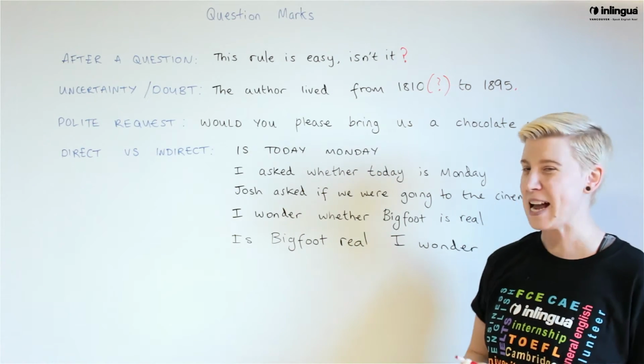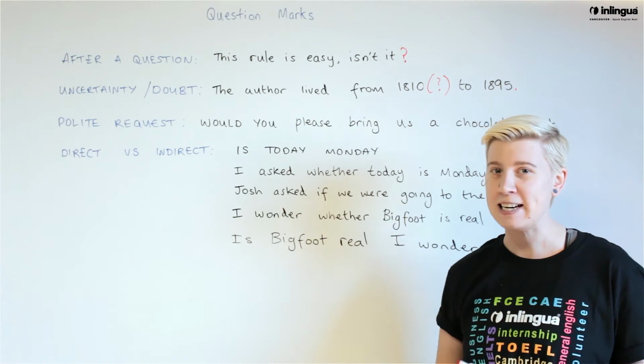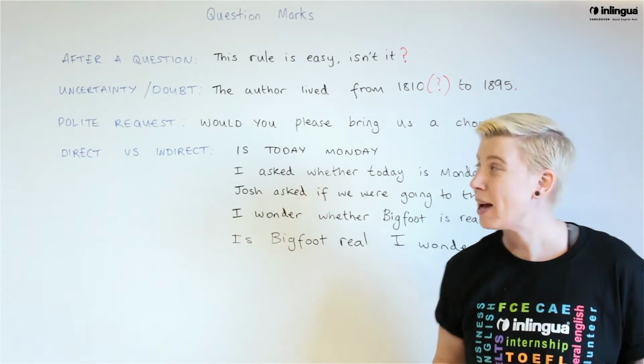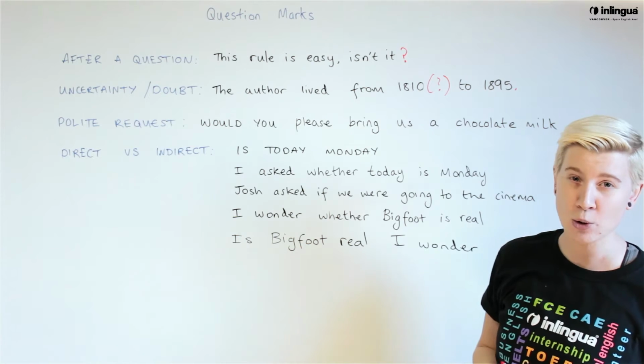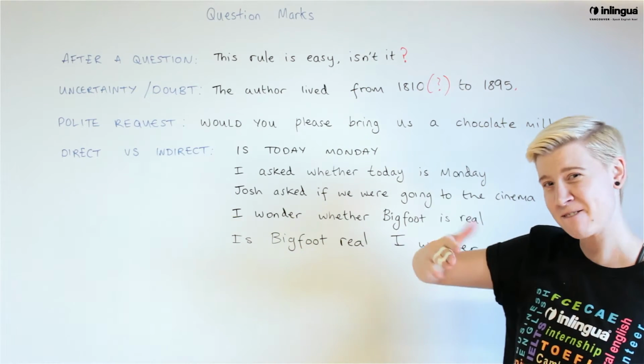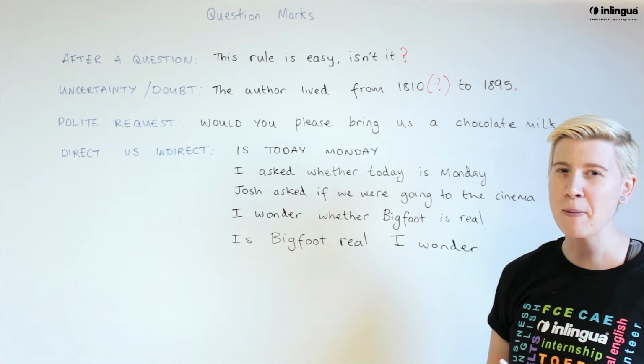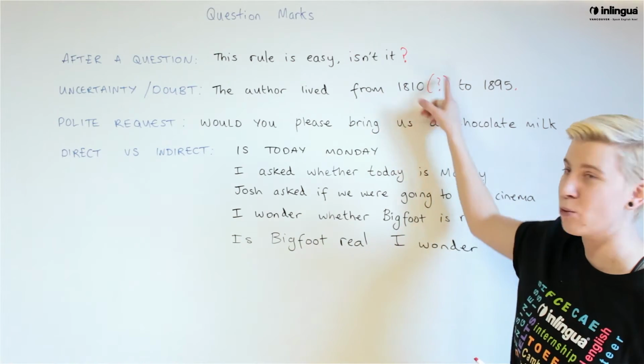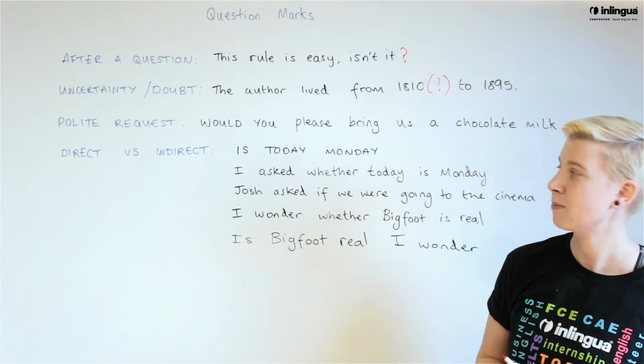The author lived from 1810 to 1895 (?). Now anyone reading this sentence knows that this date is maybe a guess. I'm uncertain. There is doubt about this date.